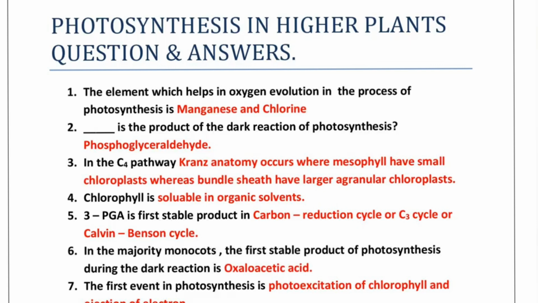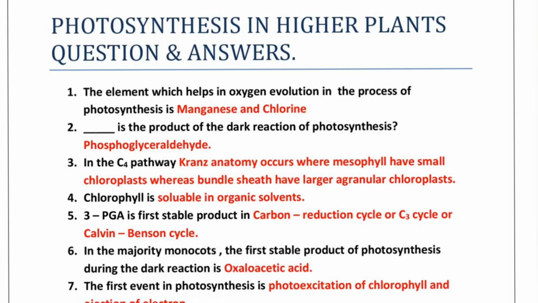In the C4 pathway, Kranz anatomy occurs, where mesophyll cells have small chloroplasts, whereas bundle sheath cells have larger agranular chloroplasts. Chlorophyll is soluble in organic solvents. 3-PGA is the first stable product in the carbon reduction cycle, or C3 cycle, or Calvin-Benson cycle.